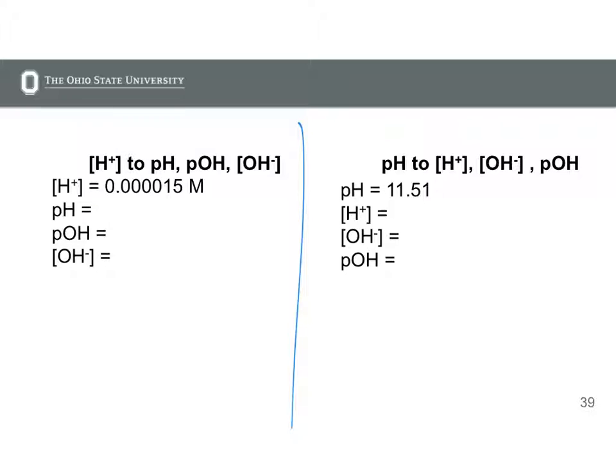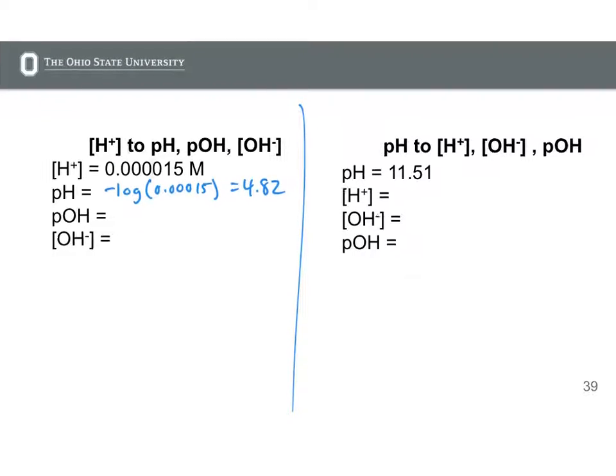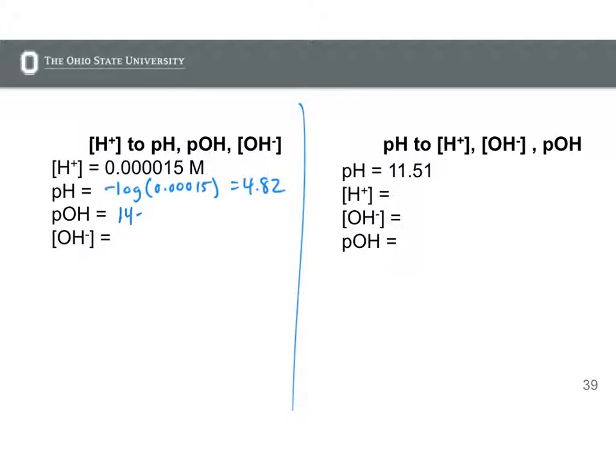So to find our pH from our H plus concentration, we take minus the log. Okay, and I have 4.82. For pOH, I took 14 minus my pH value, and I end up with 9.18.